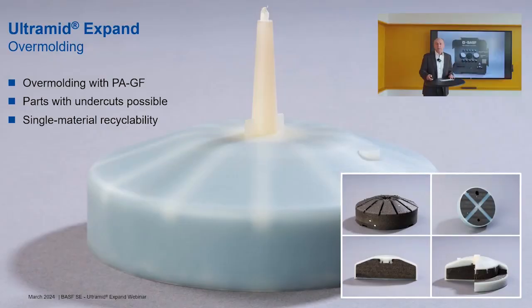To summarize, Ultramid Expand can be overmolded with polyamide, and we can then do extensions of the cavity. We can make parts where undercuts are possible, and we have single material recyclability here. So it's basically polyamide on the inside and polyamide on the outside.